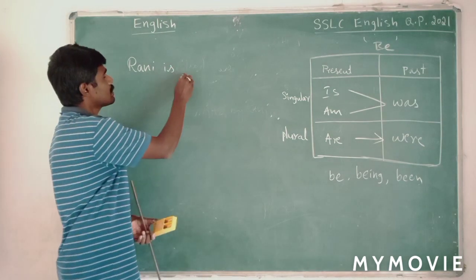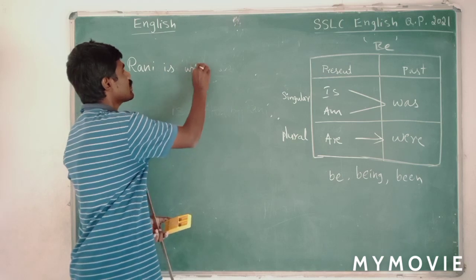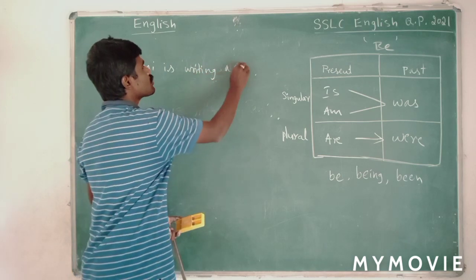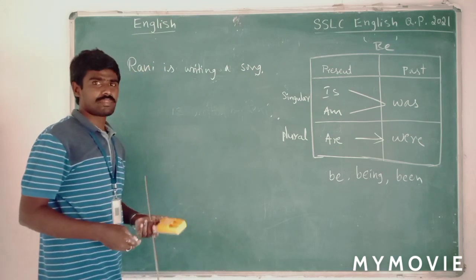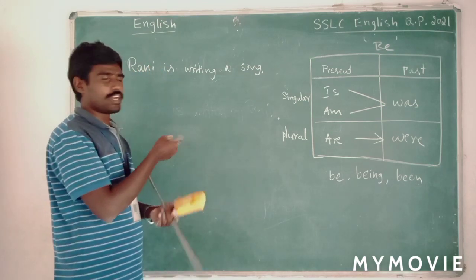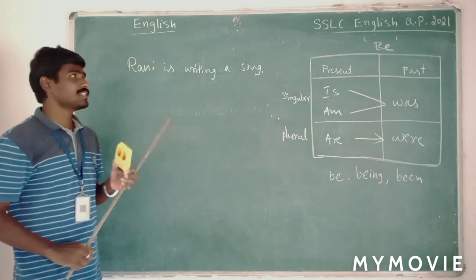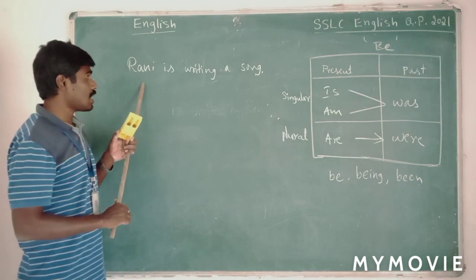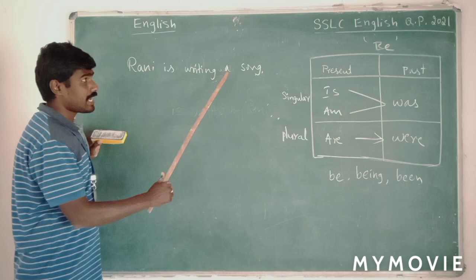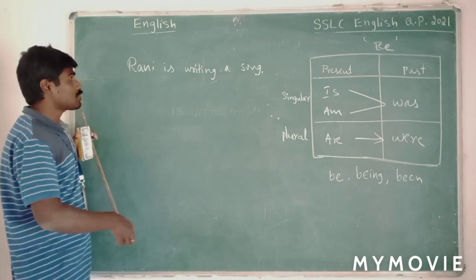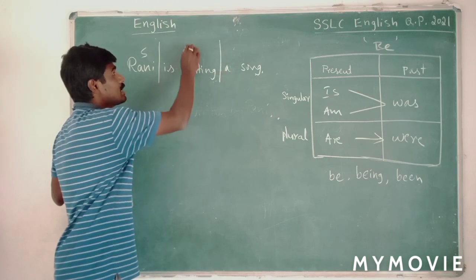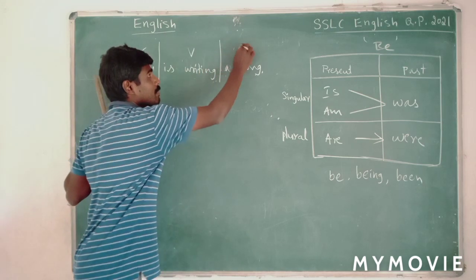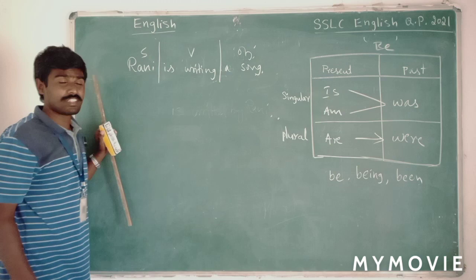Rani is writing a song. Rani is writing a song. Now let us do the passive voice for this sentence. What is the sentence? Now let us read the sentence. Rani is writing a song. Next step is to break the sentence. Subject. What is the verb? Is writing is the verb, and what is the object? A song is the object.